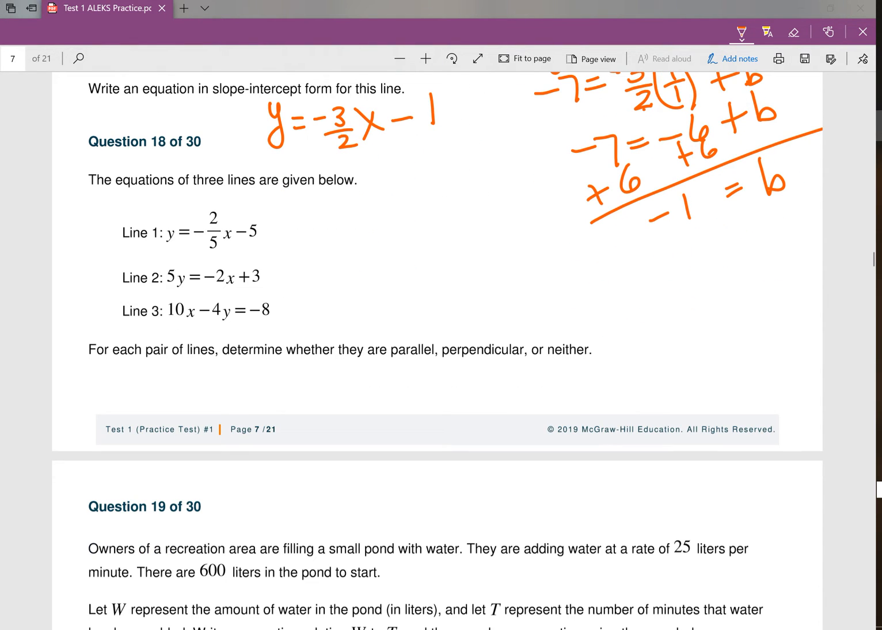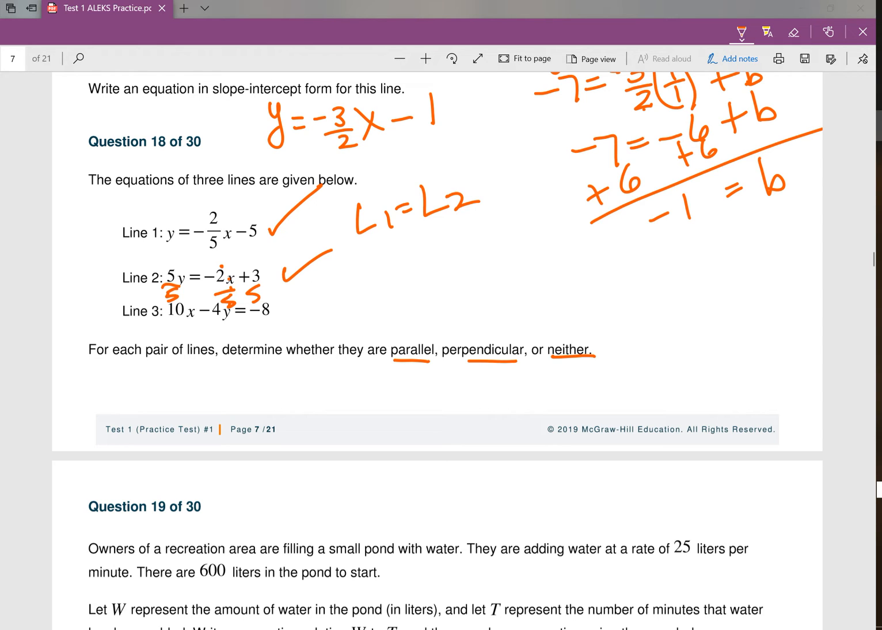Okay, they want to know in the next question if the lines are parallel, perpendicular, or neither. So where do we even begin with this? Okay, so if I'm looking at this one as an anchor question, and I divide by 5 here, here, and here, you can see that these guys have the same slope. So lines 1 and 2 are parallel because they have the same slope.